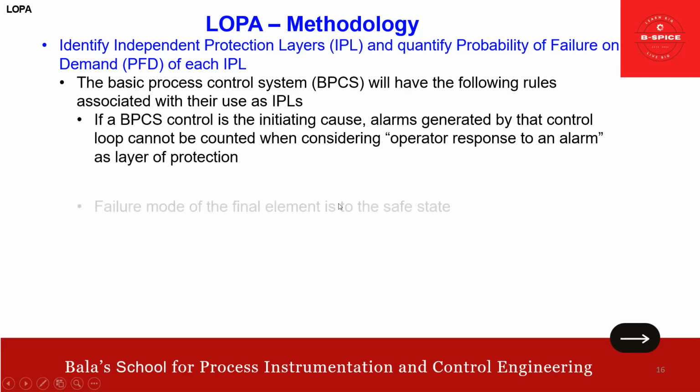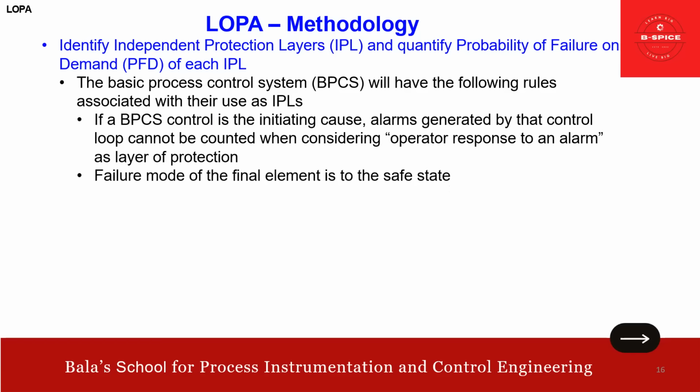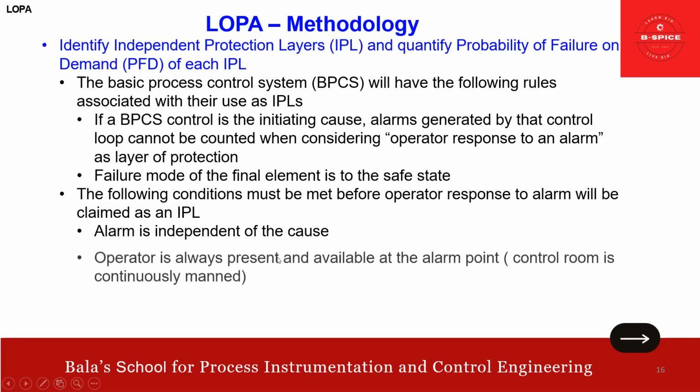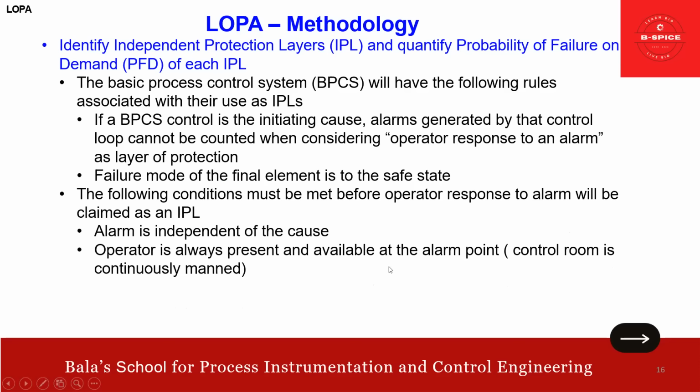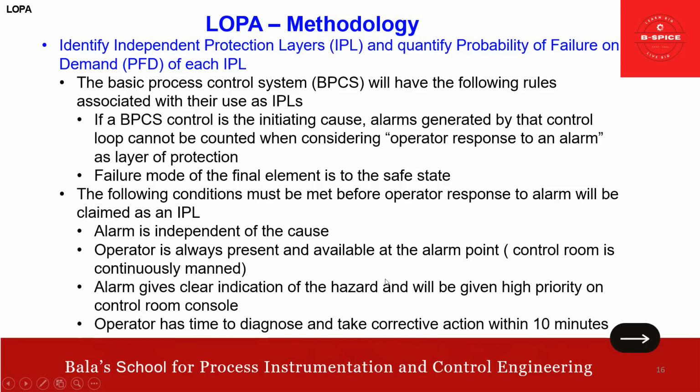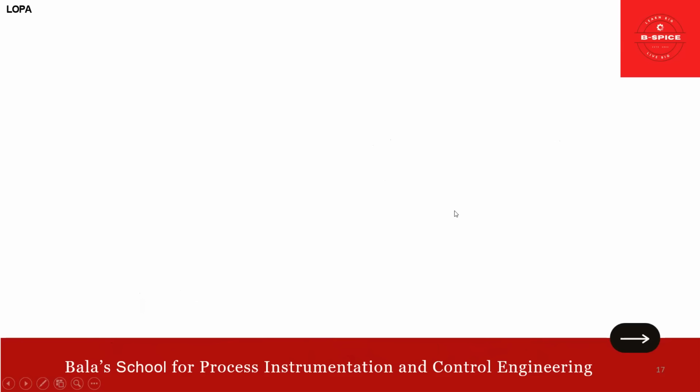Friends, it's odd, but yeah, this is what it is. Failure mode of the final element to be the safe state. The following conditions must be met before operator response to an alarm will be claimed as an IPL. So what are all those? The alarm is independent of the cause. The operator is always present and available at the alarm point, meaning the control room is continuously manned. The alarm gives a clear indication of the hazard and will be given high priority on the control room console, audible or something very big. The operator has time to diagnose and take corrective action within 10 minutes. So these are the things we need to meet if we need to keep operator response to alarm as an IPL. Remember, friends, very important.